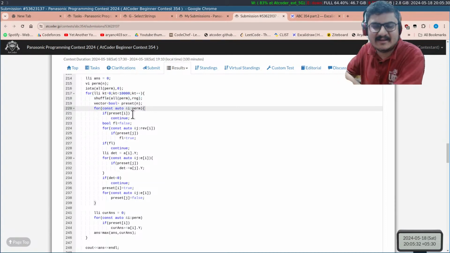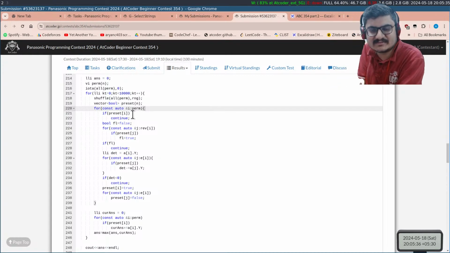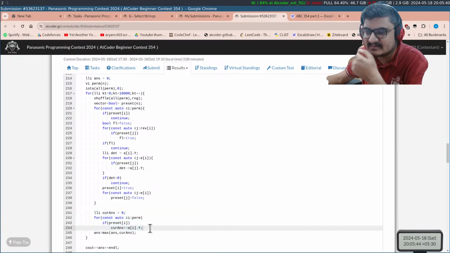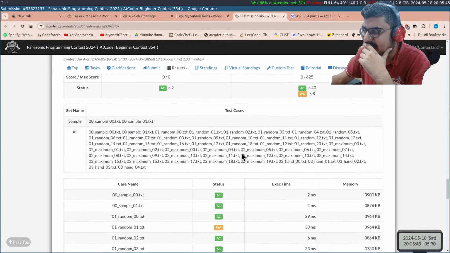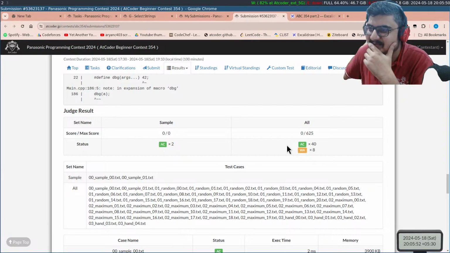Now in this random shuffled order, for each string, does it make sense to remove all of these substrings and take the current string? At the end, whatever is present, add that to the sum, and print the maximum I got. Again, this was a wrong answer, but this time only 8 test cases failed, and 40 of them passed.